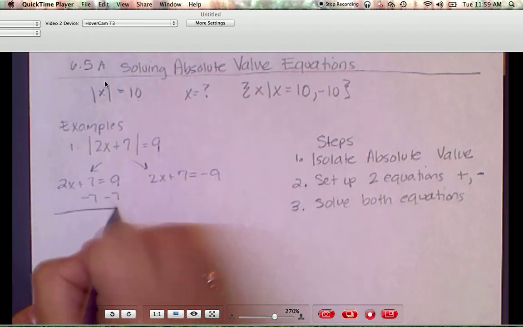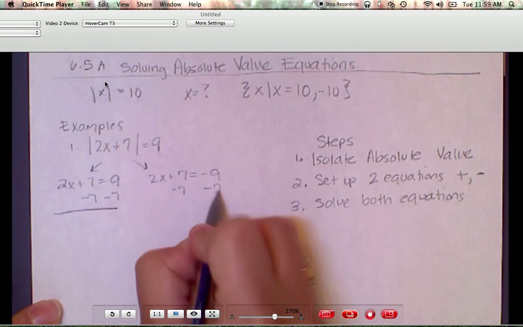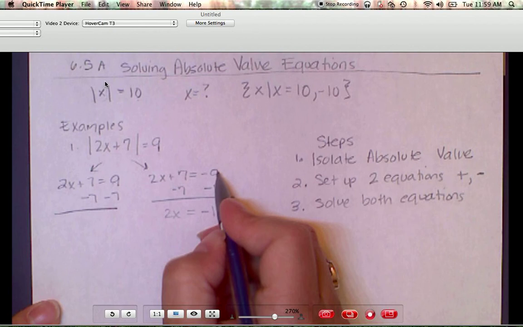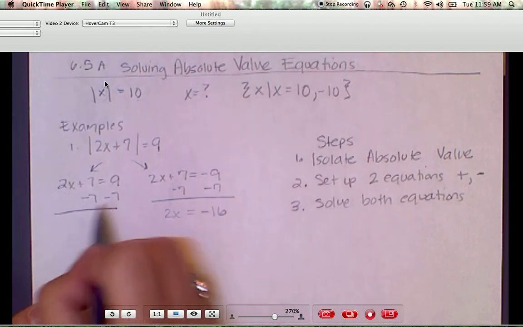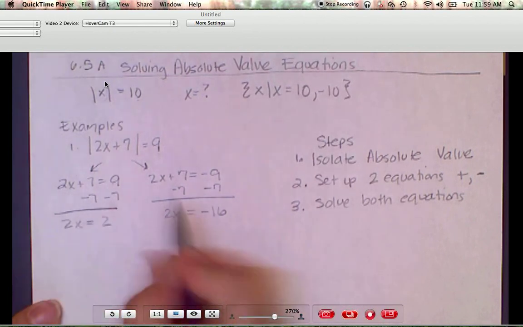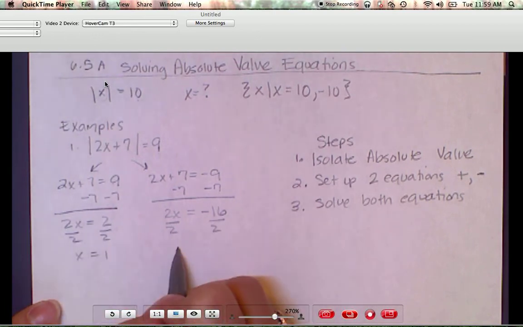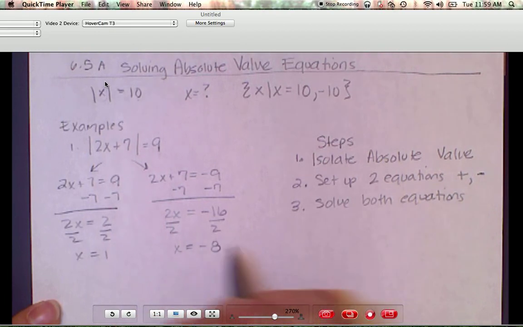Subtract 7, subtract 7. We end up doing the same thing in this one. 2x equals negative 16. Negative plus a negative is another negative. 2x equals 2. Divide by 2. This one's also going to be the same step, so we get x equals 1 and x equals negative 8.